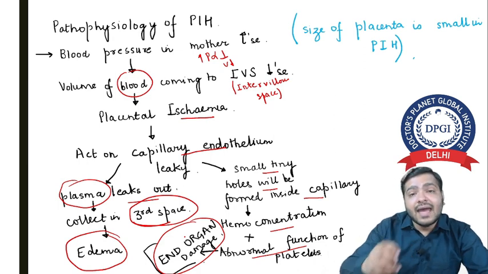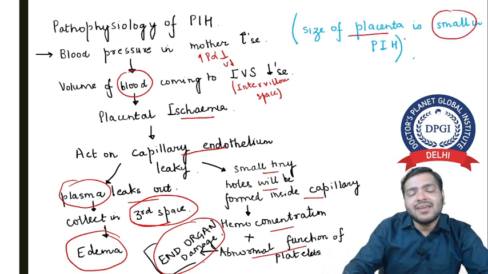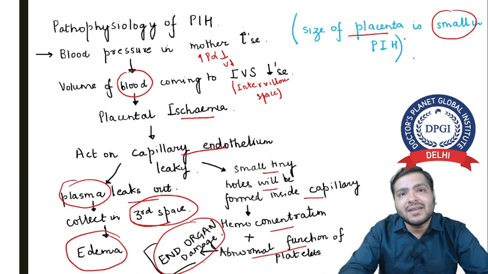So remember that the size of the placenta is always smaller in PIH. I told you, because it is not getting proper blood supply, it will not be able to grow. So ultimately the size is small in pregnancy induced hypertension.